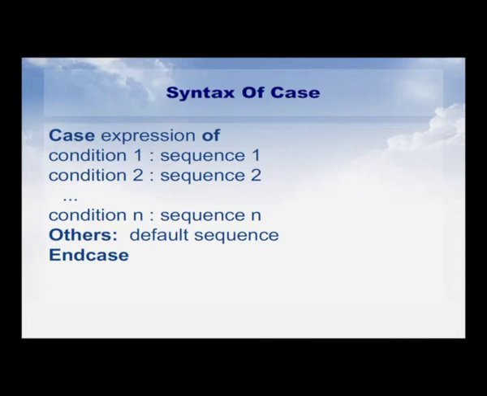Then we have a default sequence. If none of the conditions 1 to n is satisfied, then the default sequence is executed. The case statement ends with the end case keyword. The others clause, which is the default sequence, is optional. Conditions are normally numbers or characters in some programming languages, but it need not be so for pseudocode.